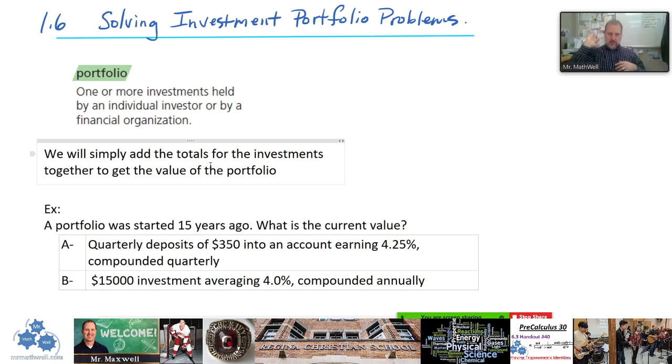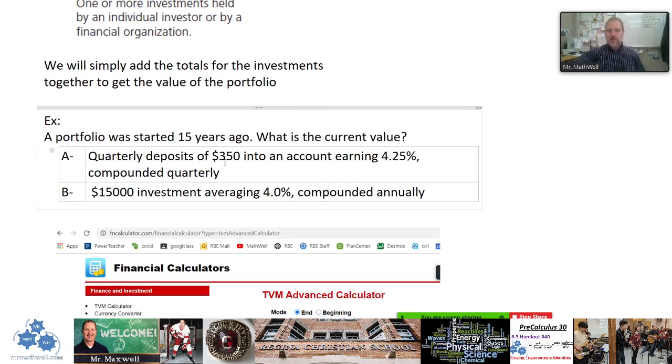So the easy type questions are going to be this. Let's take a look at this example. Johnny makes quarterly deposits of $350 into an account, earning 4.25% compounded quarterly. So we've got payments going in over here. Also, Johnny has made a $15,000 investment, earning 4% compounded annually. So we've got this piece for the portfolio and this piece. This is a real easy one if we're asked to find out what is the value of this portfolio now. You just simply find out the value of this, add it to this.